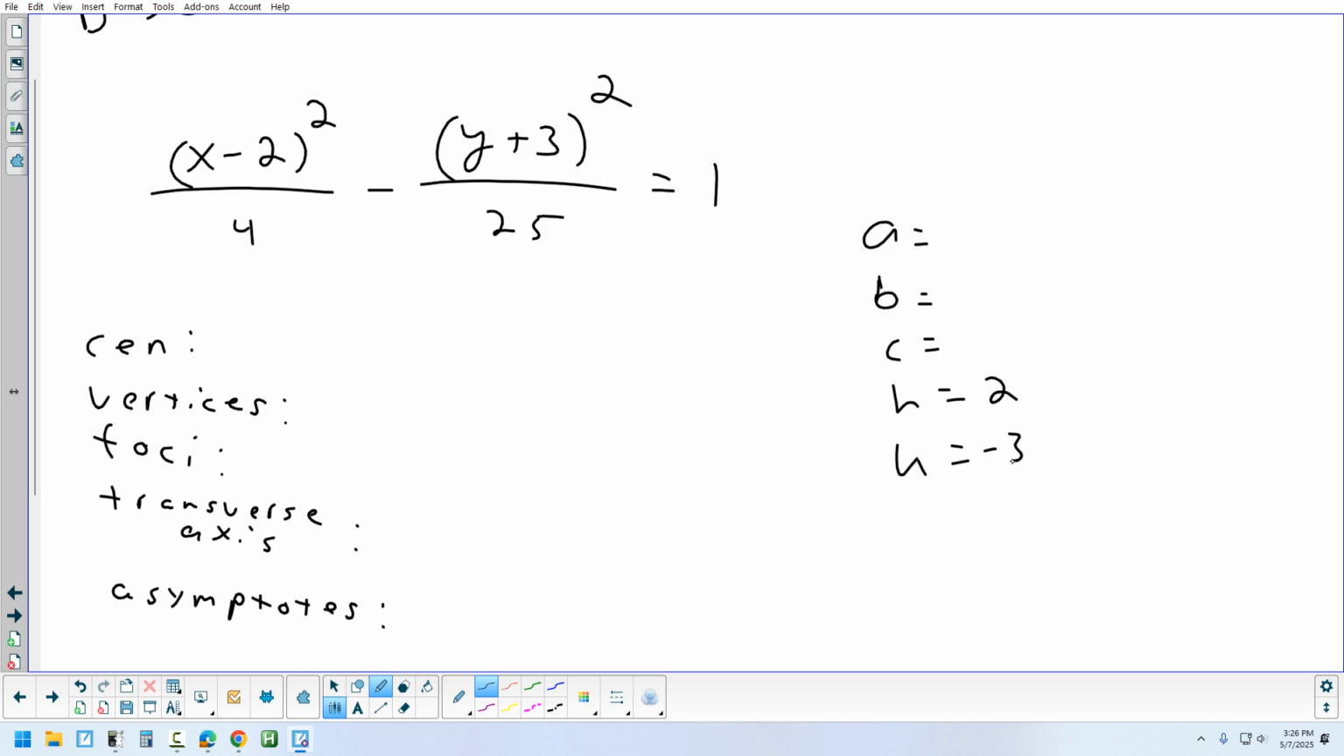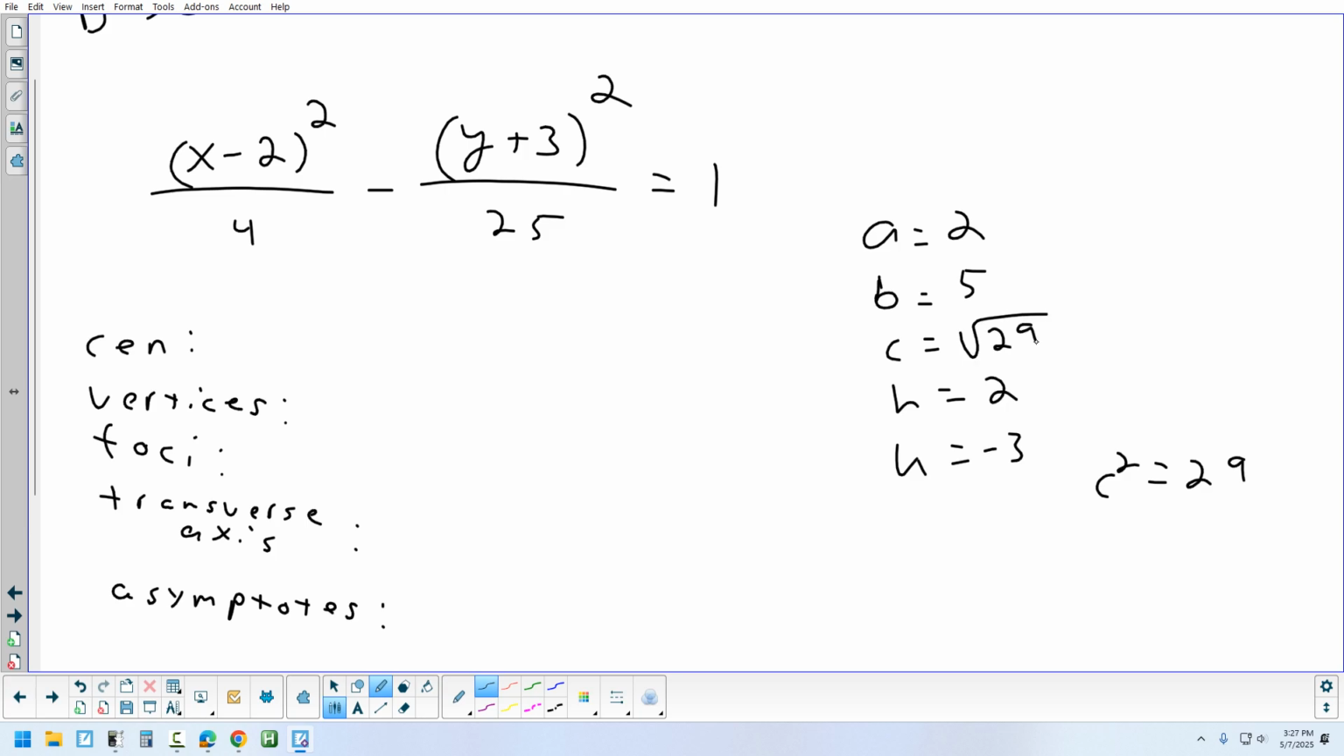You have to be careful there because it was changed to a plus, but yep, it's negative 3. How about A? 2. A is going to be, yes, 2. And B? 5. And the formula to get C? C squared equals A squared plus, no, B squared. Yep. So we're going to get C squared equals 25 plus 4, which is 29, which means C is? Square root 29.